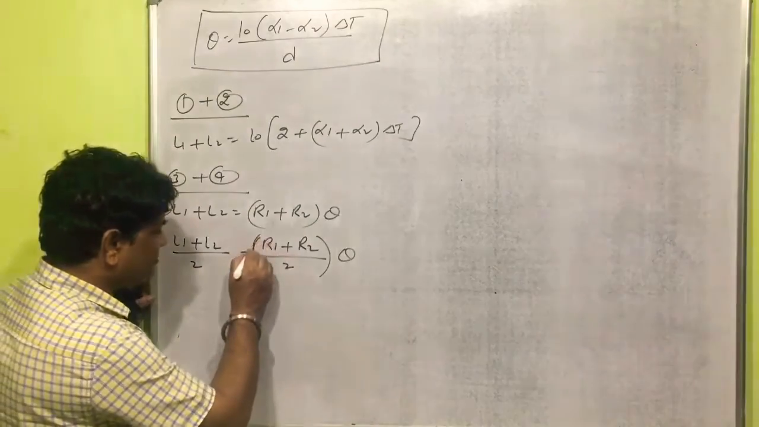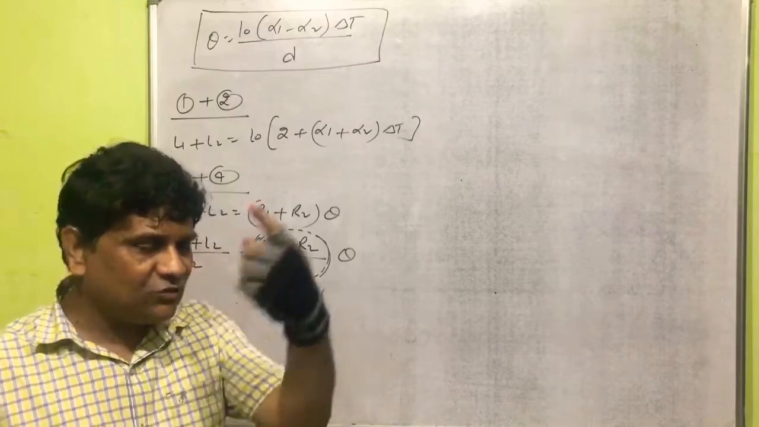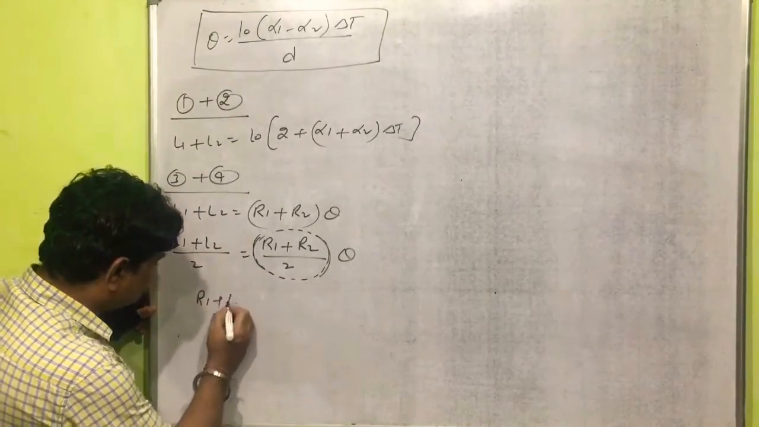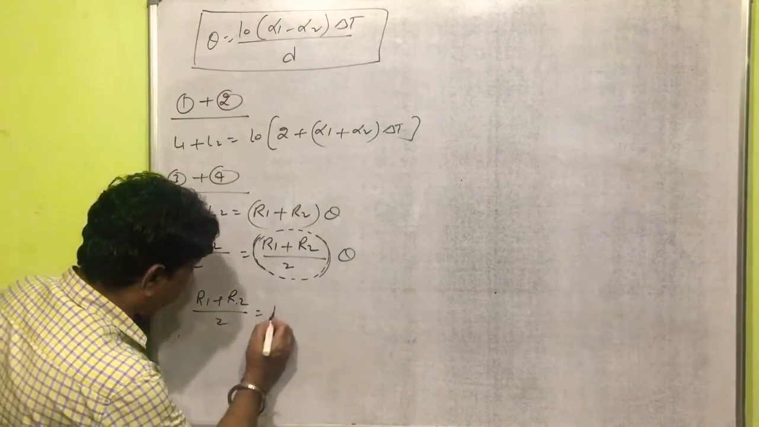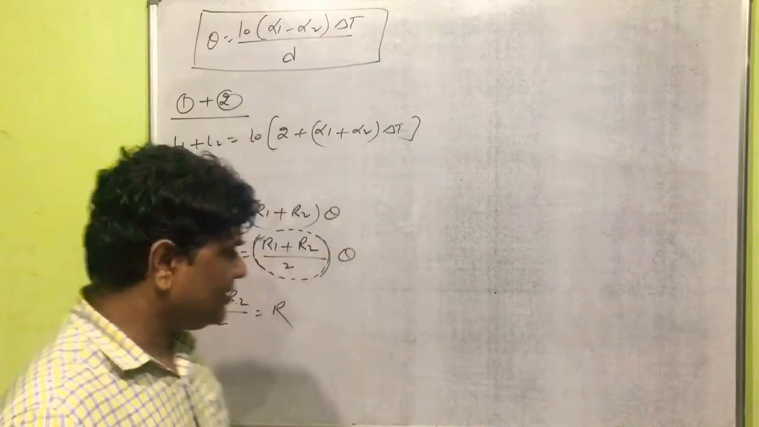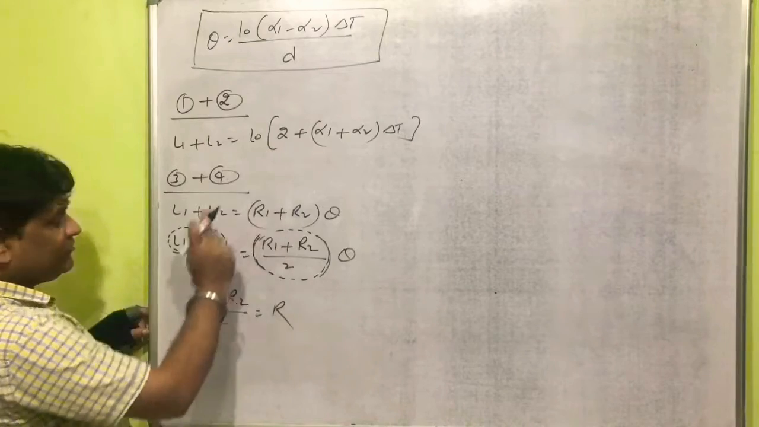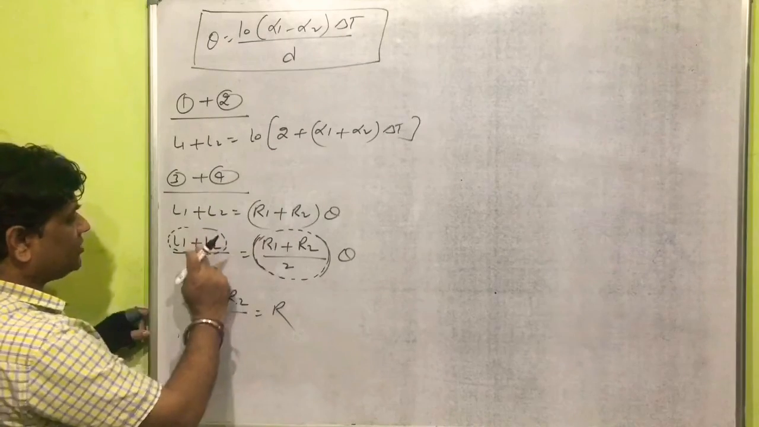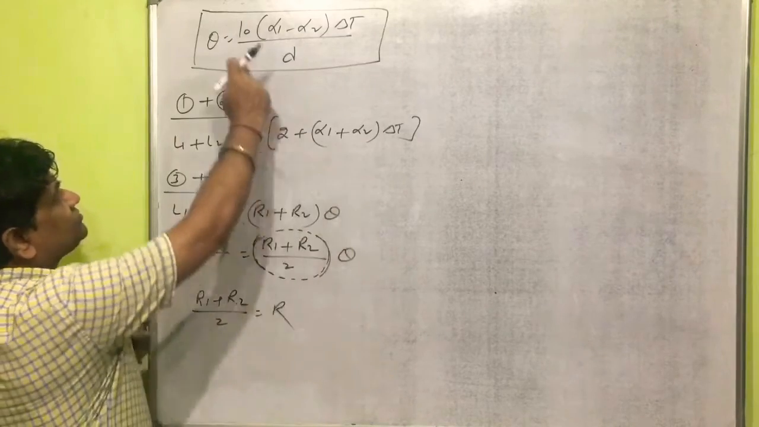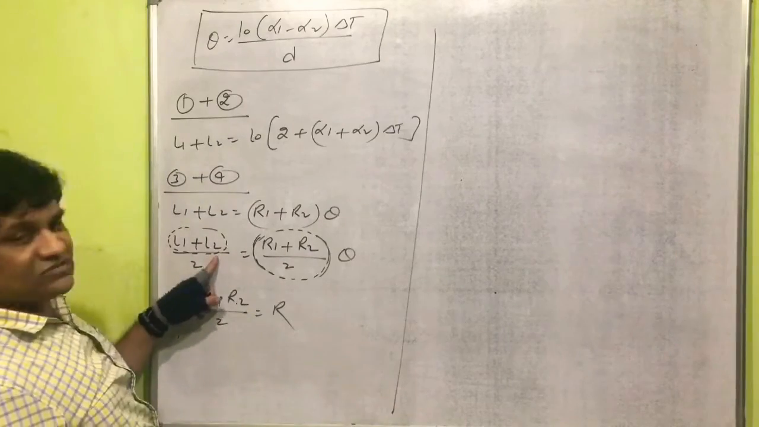Now this is nothing but the mean radius of a bimetallic strip. So R1 plus R2 by 2 is the mean radius, equal to capital R. What is capital R? It is the mean radius. The value of L1 plus L2 we can take from here, and the value of theta we can take from here. So we can put all these values in this relation.